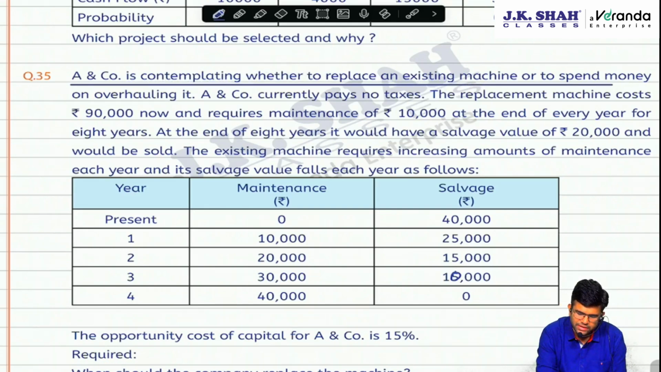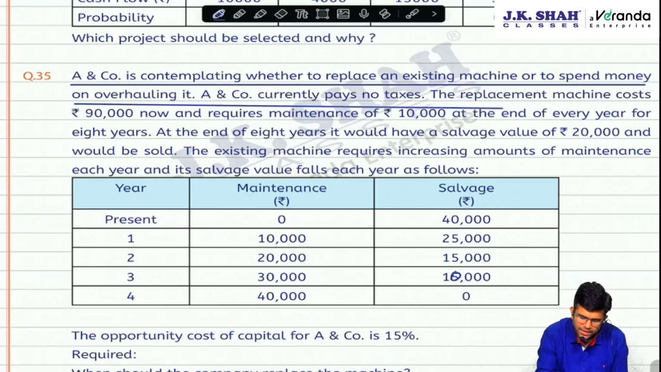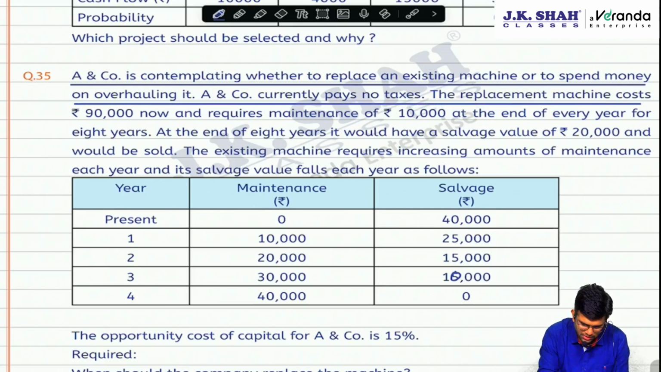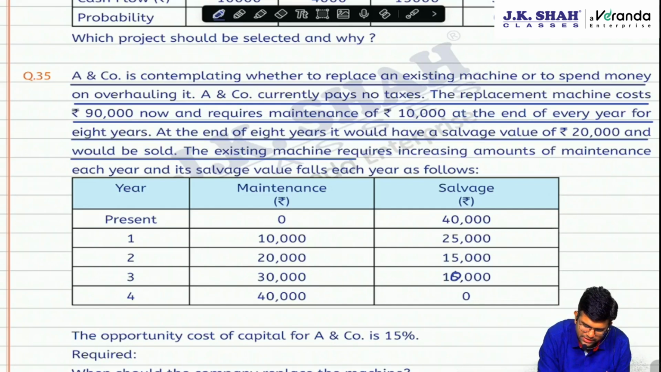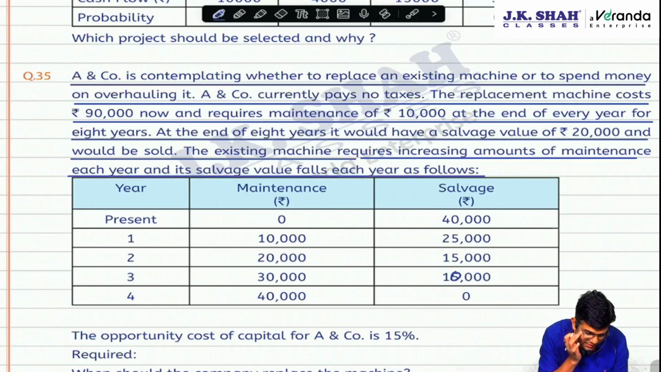A and Company is contemplating whether to replace an existing machine or overhaul it. A and Company currently pays no taxes. The replacement machine costs 90,000 now and requires a maintenance of 10,000 at the end of every year for 8 years. At the end of 8 years, it would have a salvage of 20,000 and would be sold. The existing machine requires increasing amounts of maintenance each year and its salvage falls each year as follows.